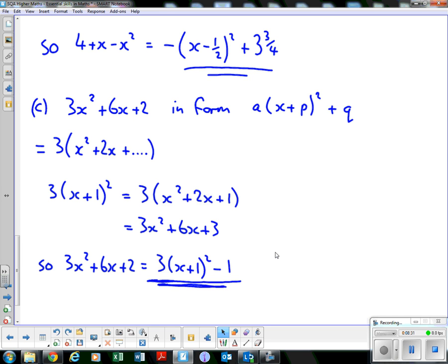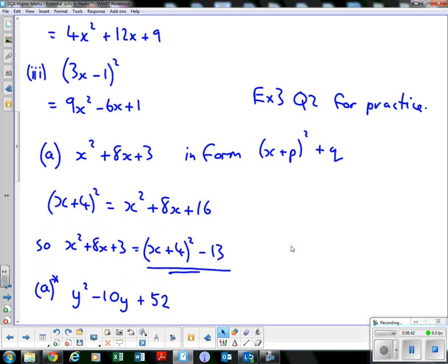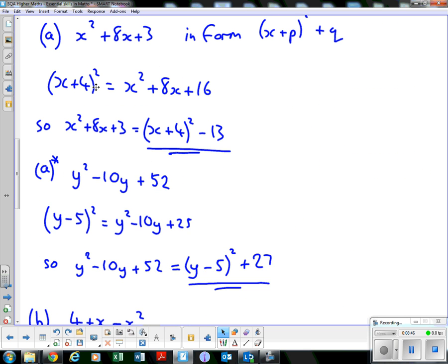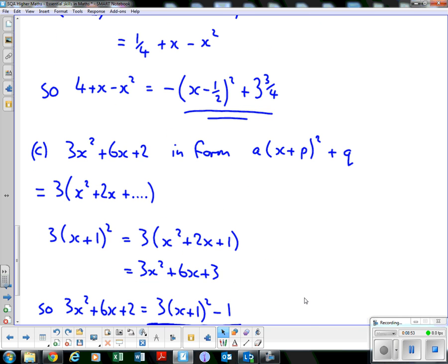If you prefer the way that you were shown in 4th year, just carry on with that way. I just think this way is a little bit easier, it's a little bit less technical, but it also makes a bit more sense. As long as you can expand a double bracket, then you're just kind of working backwards and adding or subtracting. Okay, so exercise 5 on page 325.